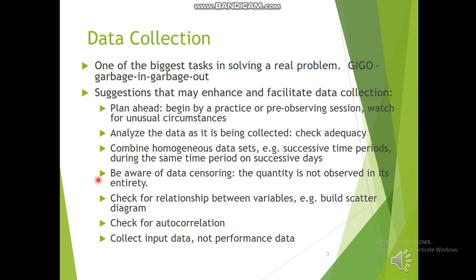Check for relationships between the variables. Identify the relationship between different variables by making use of scatter diagrams. You can use scatter diagrams to understand the relationship between the different variables. Check if the variables are autocorrelated. The next one: clearly understand the difference between input and output, and try to correct input data only.